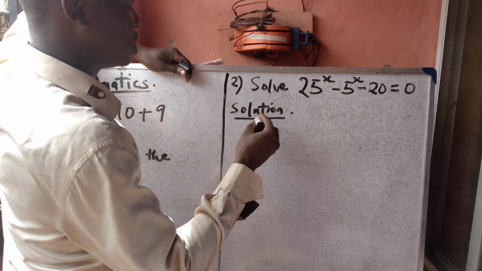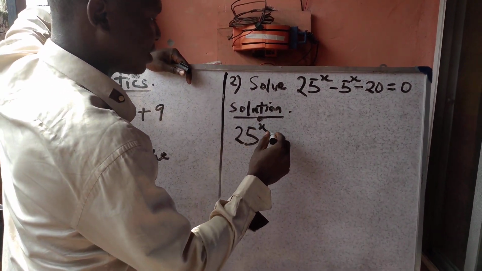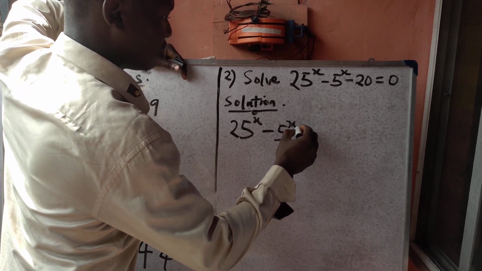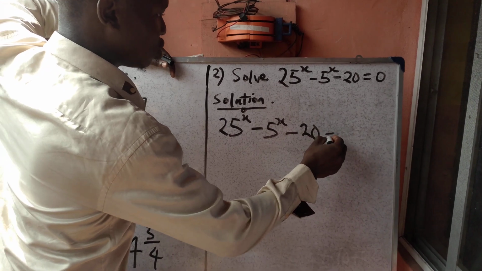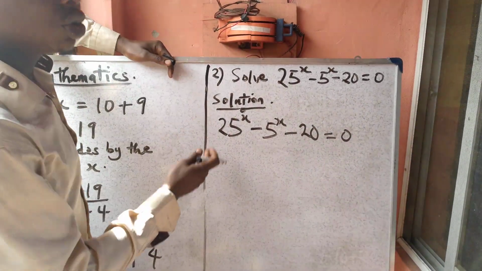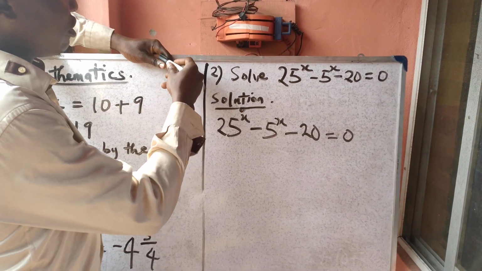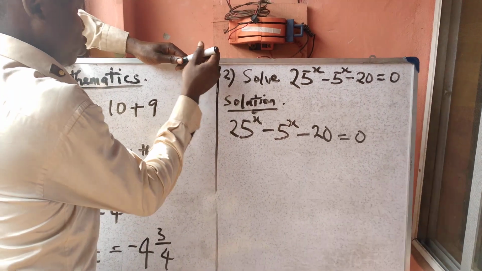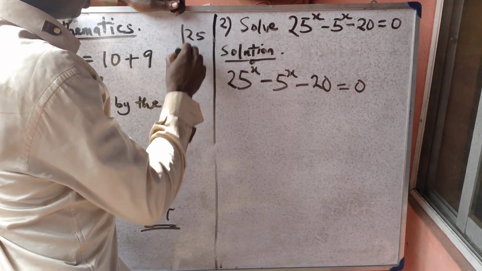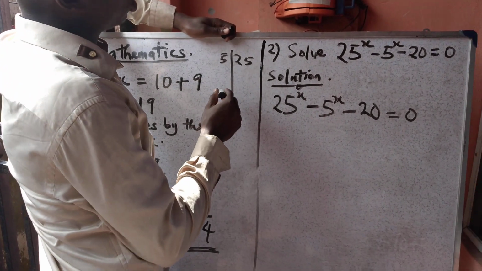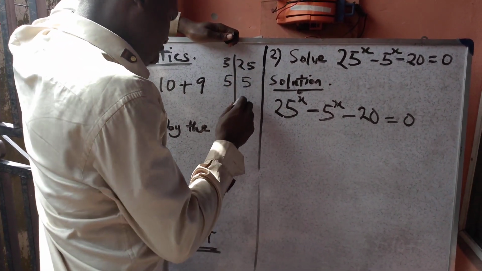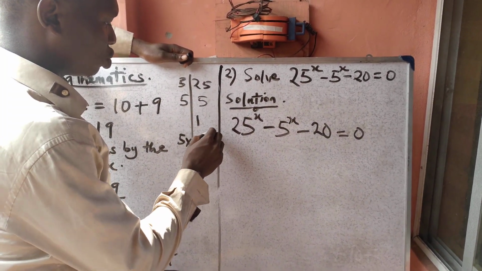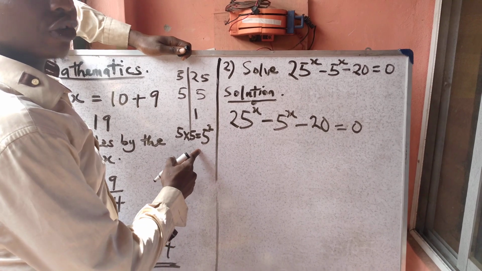The question is solve 25 raised to power x minus 5 raised to power x minus 20 is equals to 0. Okay, now how do we solve this? First thing, you convert this 25 to index form. Converting 25 to index form, 5 can go into 25, you have 5. 5 can go into 5, you have 1. So 5 times 5 will give you 5 raised to power 2. Okay, so 25 now is 5 raised to power 2 in index form.